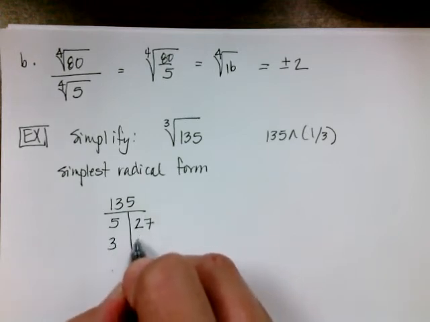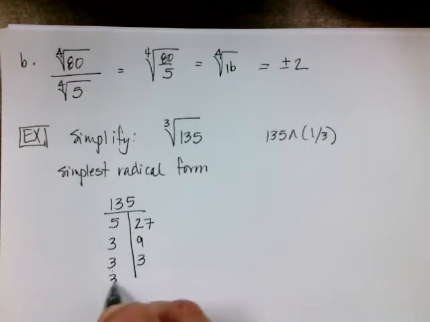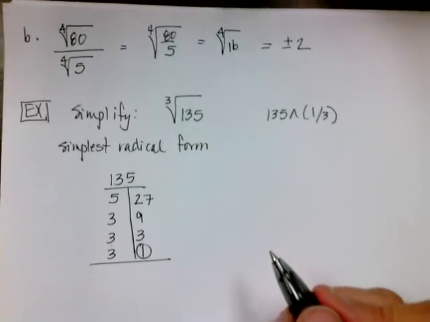3 goes into 27 9 times. 3 goes into 9 3 times. 3 goes into 3 1. When I get a 1 on the bottom right, I'm done.